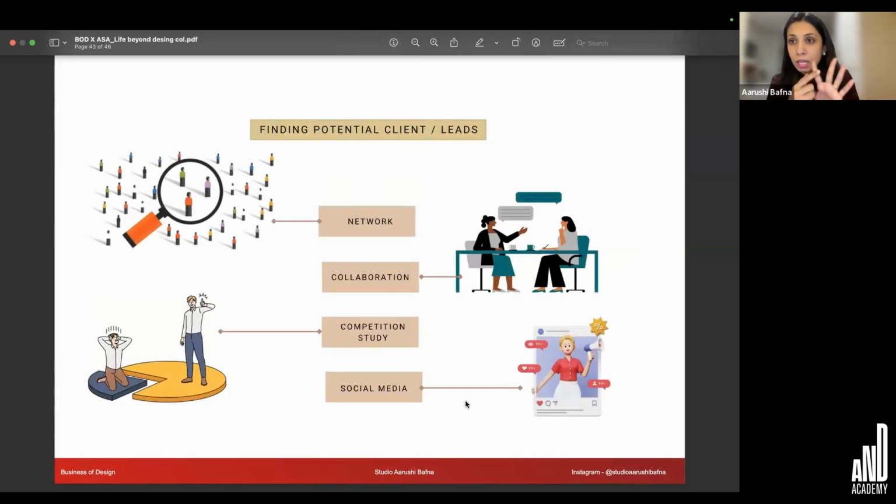There are five pillars that any business uses, be it Apple, Google, anyone. And those five pillars are also used in design business now. Okay. Especially in our country where the competition is so much. Step one is how do you find your potential client or lead? You need to learn how to network. You need to learn how to collaborate effectively. You also need to learn how to study your competition in your city and how to run your social media game, which has become very, very important.